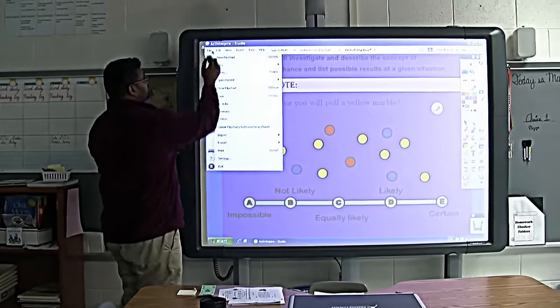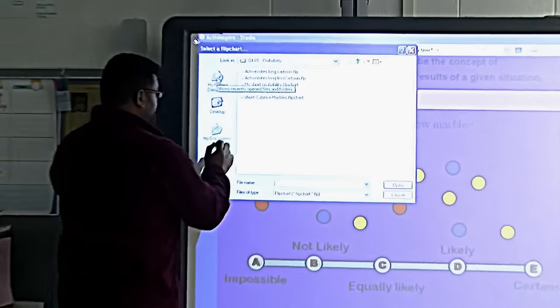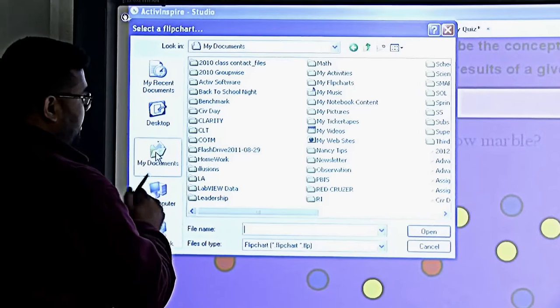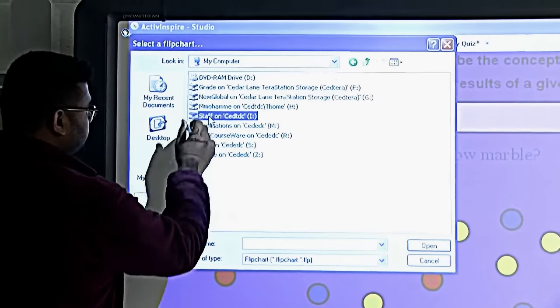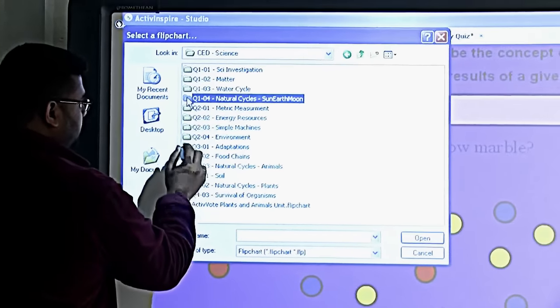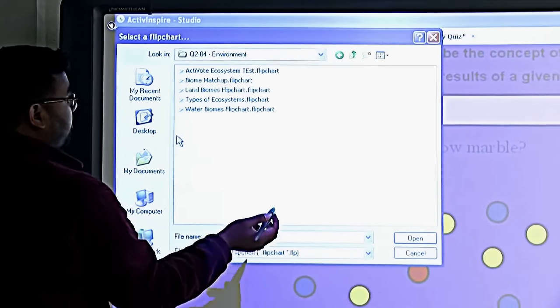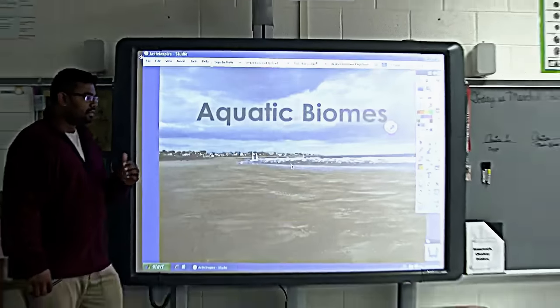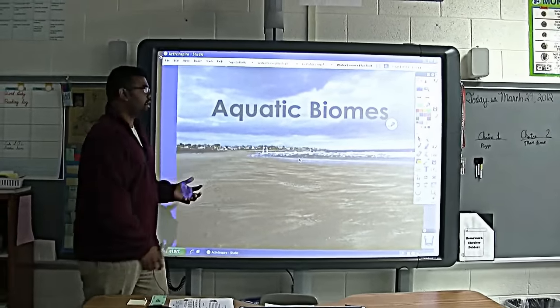And then this was an example of a flip chart that I love. On Promethean Planet, we can work together and find flip charts and edit them to our liking. This was one that I found about environments. And I thought this was terrific because we have to talk about ecosystems. And one of the tough things with ecosystems is there are so many of them.